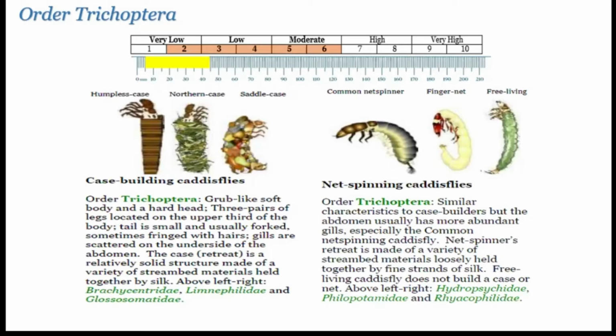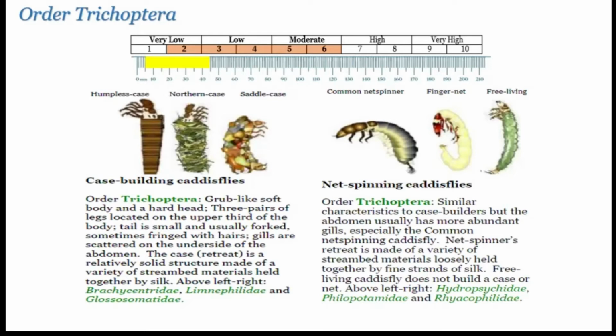There's also a group called the net spinners. They do not build cases. They look similar to one another, but they build what's called retreats or nets. And nets are used to hide themselves, but primarily they're used to catch food.